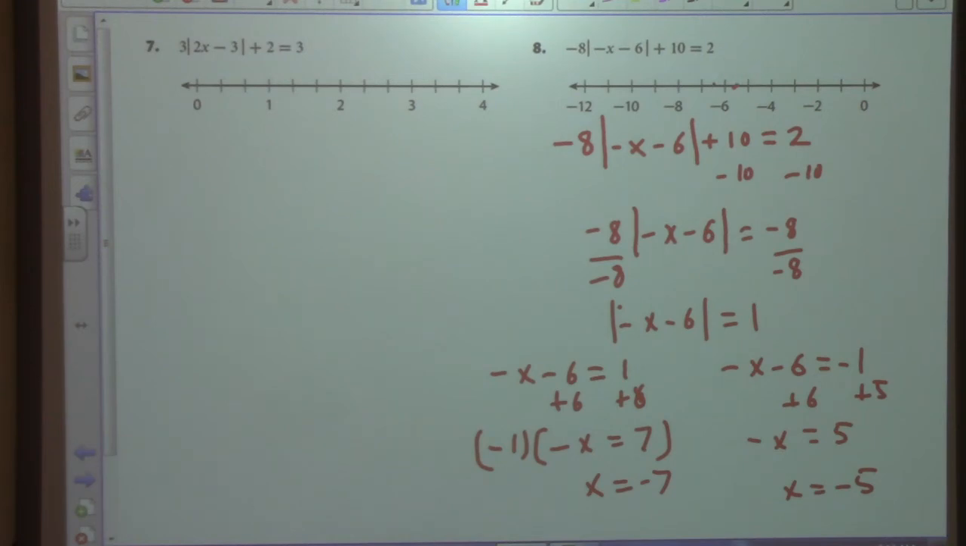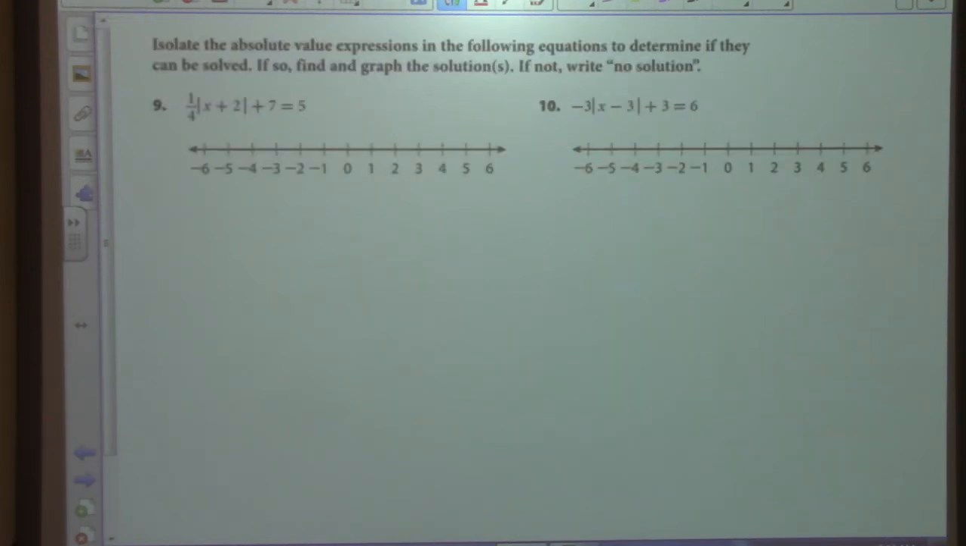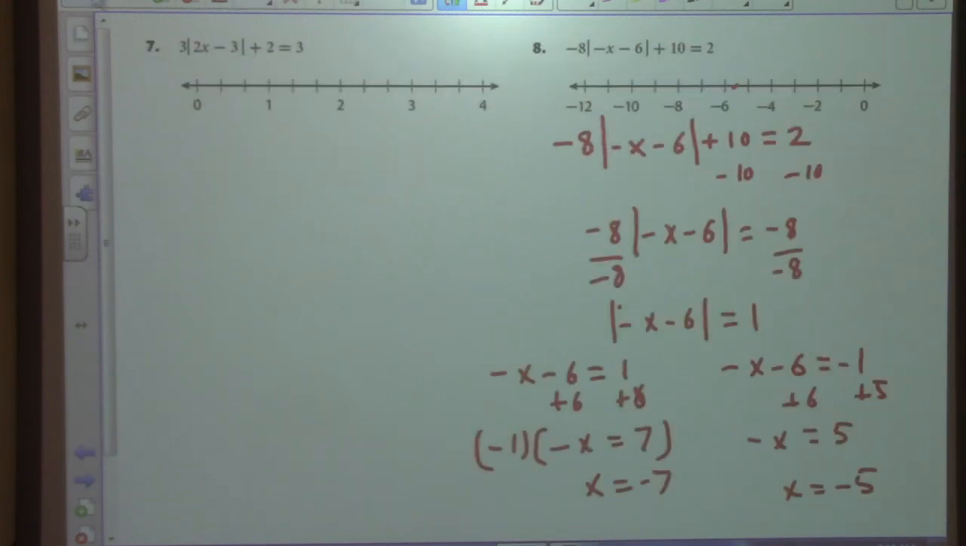That's negative 5 there. I have trouble reading my own number line. So there's negative 5 and negative 7. Okay. And then, any questions about that so far?